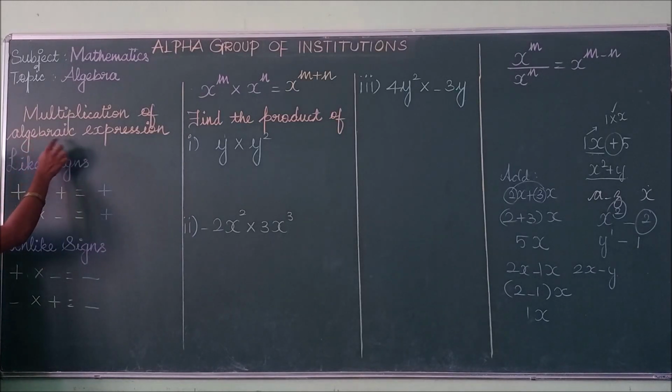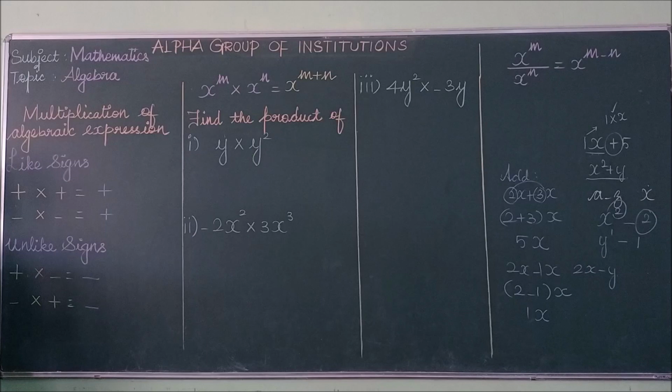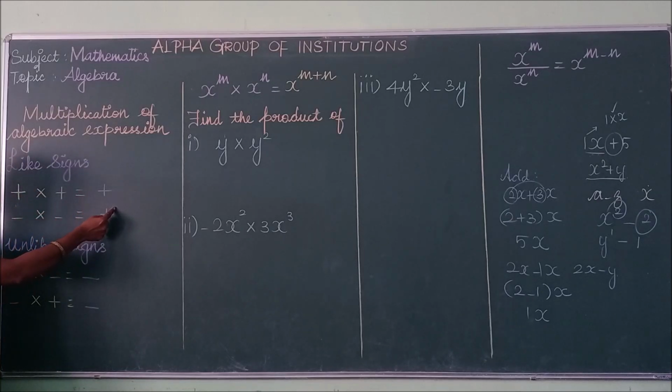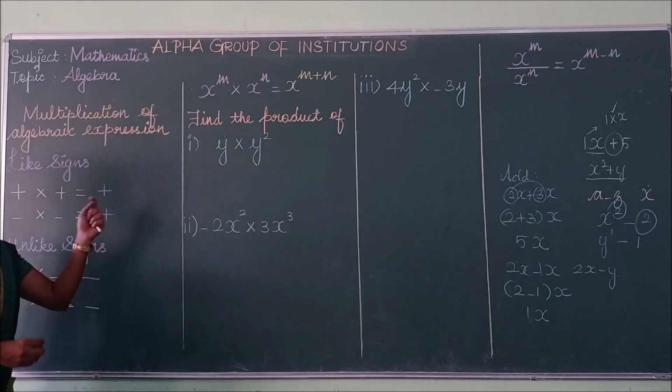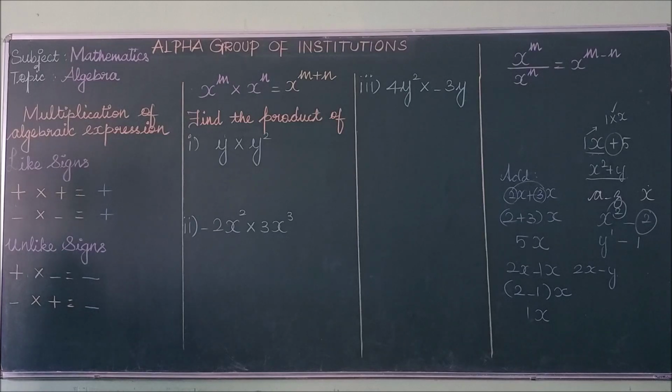So listen, multiplication of algebraic expressions means you are going to multiply the two terms. Before that, how to know the signs? What are the signs you are using in that problem? That is like signs and unlike signs. Like signs: plus into plus is plus, minus into minus is also plus. For unlike signs, that means different signs: plus into minus is minus, minus into plus is minus. So listen, now we are going to apply the formula in the problem.